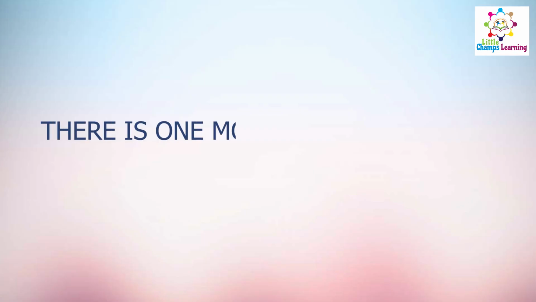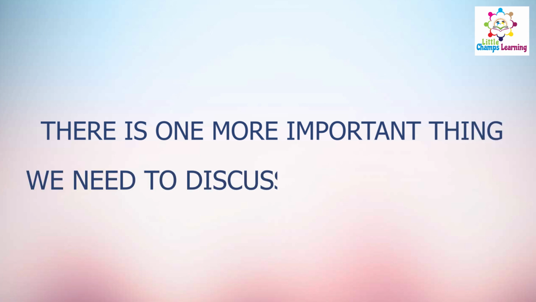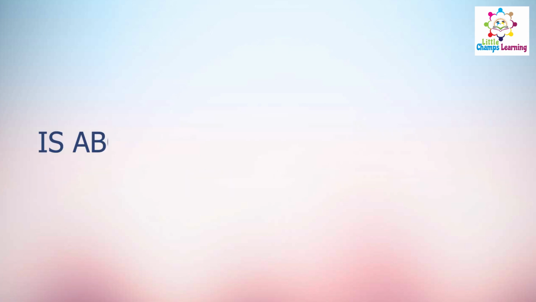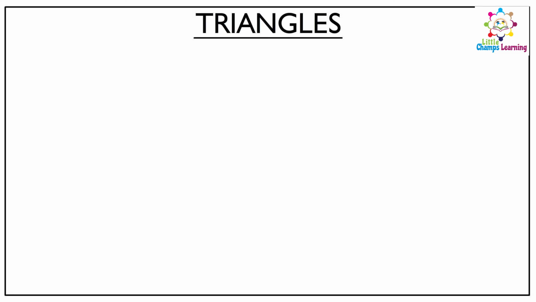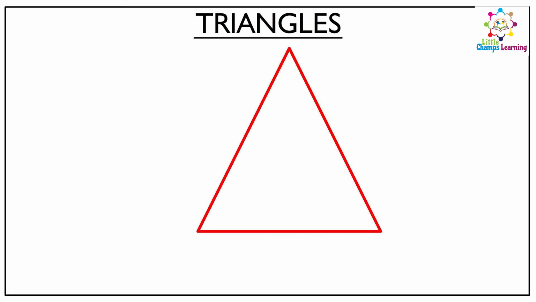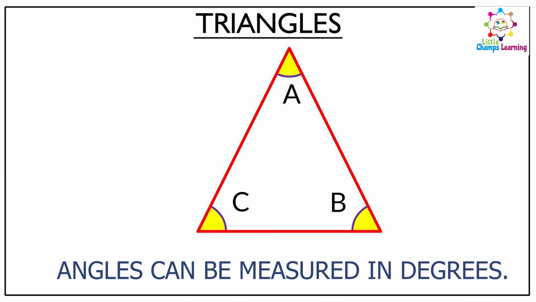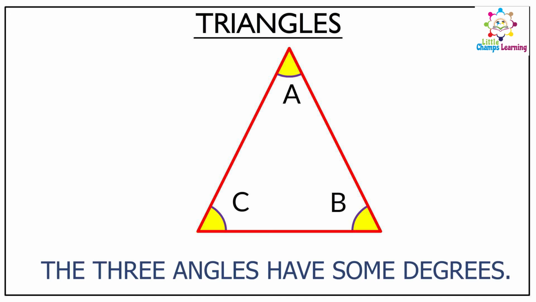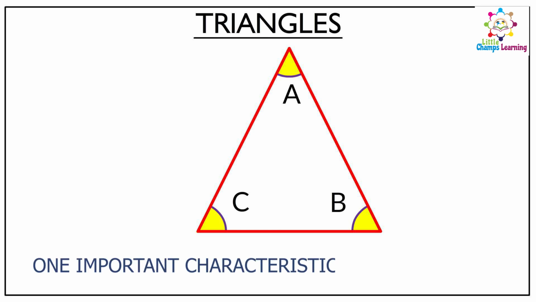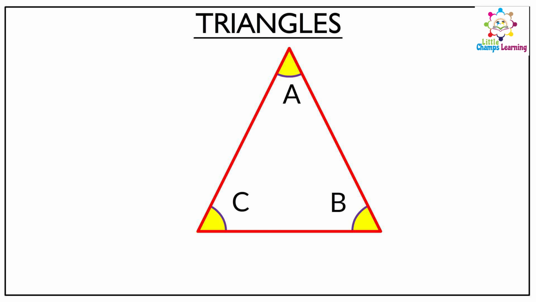There is one more important thing we need to discuss about triangles, which is the measurement of it. As we know, triangles have three angles and angles can be measured in degrees. The three angles have some degrees. One important characteristic of triangles is that the sum of all the angles of a triangle is 180 degrees, no matter what type of triangle it is.